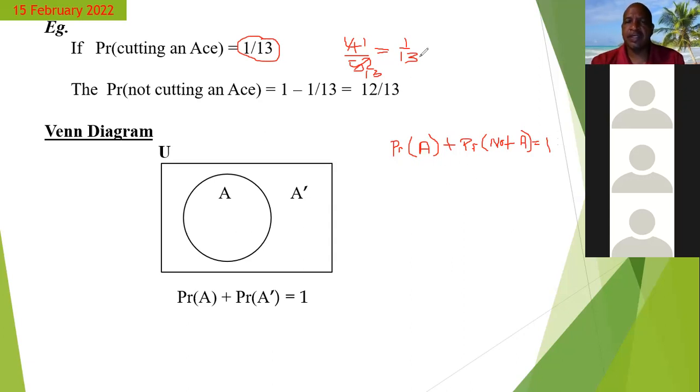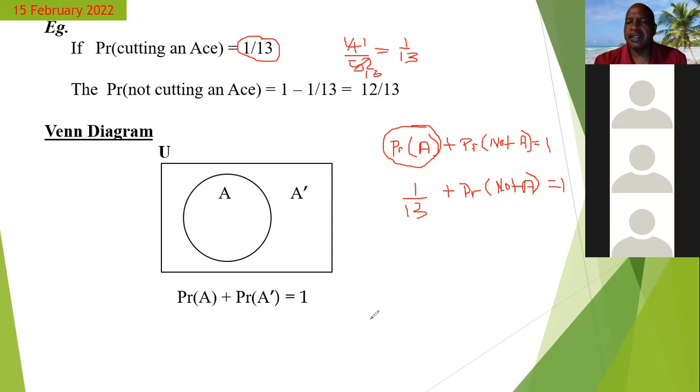So all we have to do now is substitute what we know the probability for an ace is. We know that the probability for an ace is 1 over 13. So we take out this part of the formula and replace it with 1 over 13, because we know that probability. So the probability of getting an ace, 1 over 13, plus the probability of not getting an ace is equal to 1. Following this so far, Ms. Brown?